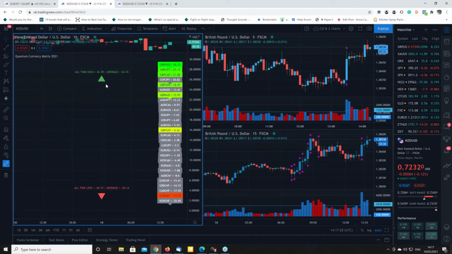And what this does is pretty much the same thing. It essentially tells you the all-time high, which at the moment here is 42.78, also tells you the average. So what we're seeing in terms of pound New Zealand here is several things. First of all, we haven't even got to the average yet.